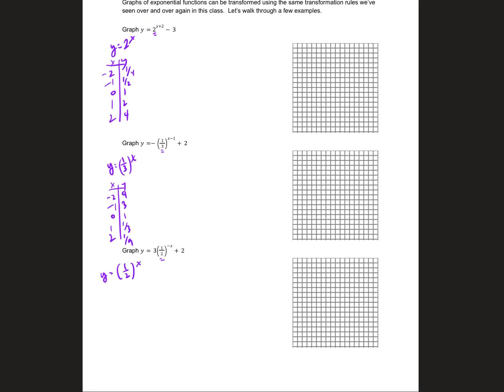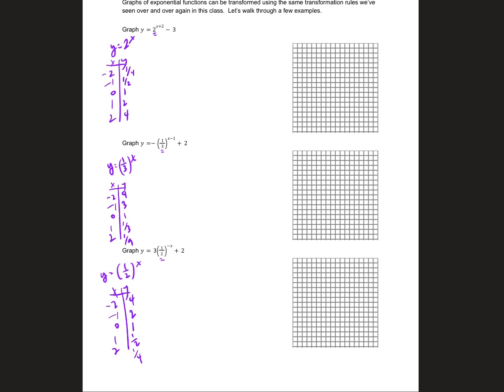And the same for 1/2. 1/2 to the -2nd would flip the 1/2, make it 2/1, and square it. 1/2 to the -1st would flip the 1/2, make it 2/1, raise it to the 1st. Then anything to the 0 power is 1, and then these are straightforward. So those are the parent graphs. Now I'm ready to do the transformations just as I always have.